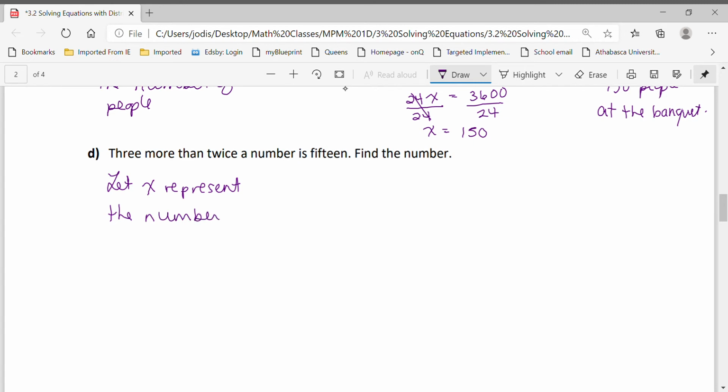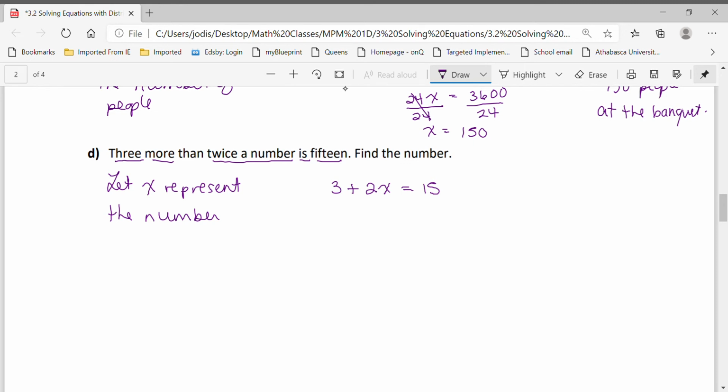Okay, so now we have to use our math language to help figure this out. So we've got 3 more. So 3 and then more, that means plus. Then twice a number, so 2 times that number, and then equals 15.